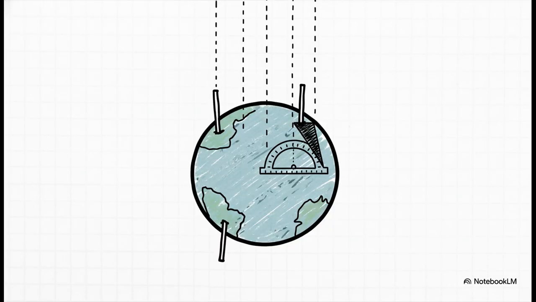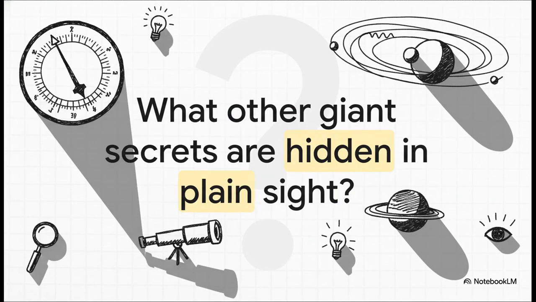Just a tiny difference in a shadow's angle between two places. That was the key. That simple observation was enough to unlock the true size of our entire world. It's got to be one of the most brilliant moments in the history of science, all thanks to a shadow. It's just amazing, isn't it?